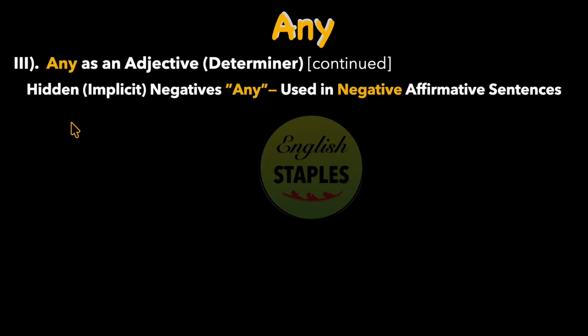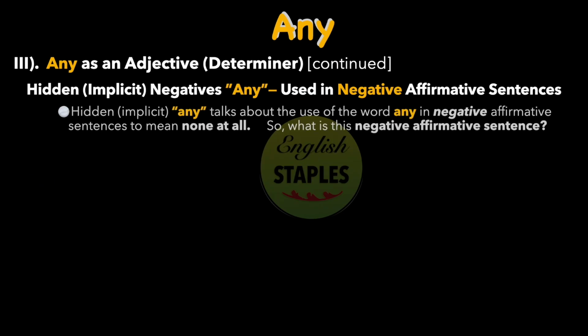We're going to look at hidden or implicit negatives, any. And this is used in negative affirmative sentences. So we just looked at positive affirmative sentences where everything was open and like a free choice. But now we're going to look at negative affirmative sentences. Let's see what this is all about.